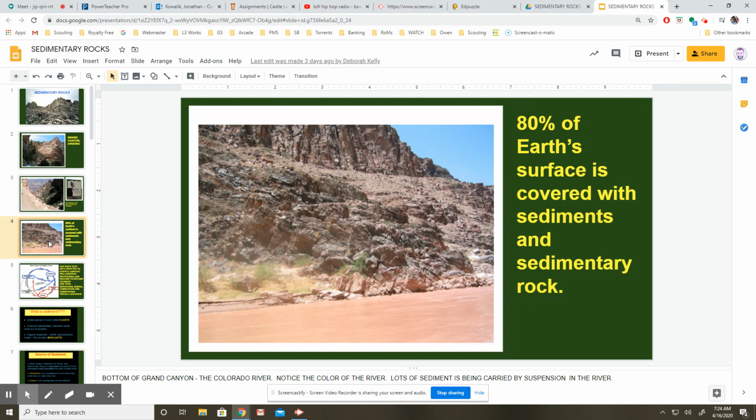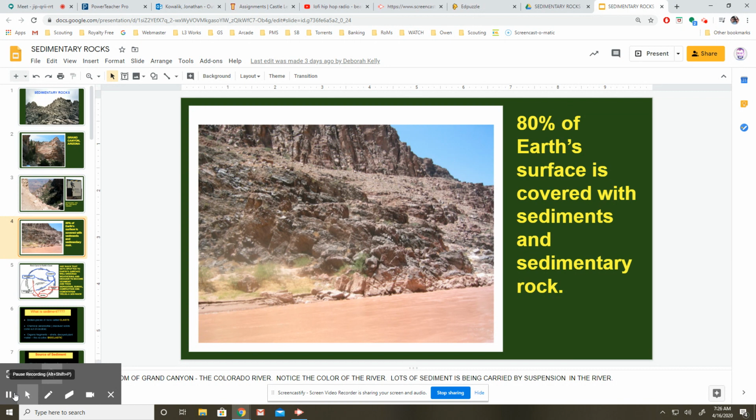So I'm going to ask another question. If 80% of the Earth is covered in water and 80% of the Earth's surface is covered in sedimentary rocks, where do sedimentary rocks form? Right, underwater. The majority of the sedimentary rocks, most all of the sedimentary rocks, are forming underwater. And we can see water is a major force in moving and distributing and creating sedimentary rocks.